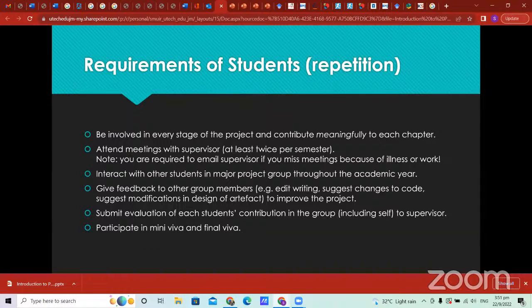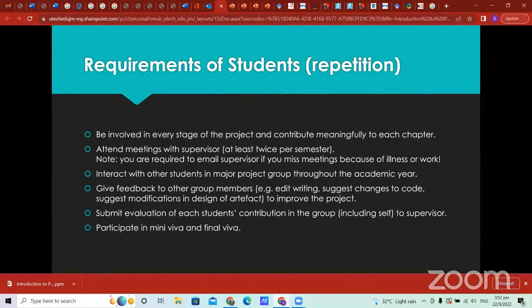You should give feedback to other group members. You can edit their writing. You can suggest changes to code. You can suggest modifications in design, etc., etc., etc. I have yet to see a perfect project, so the amount of opportunity to give feedback is numerous.